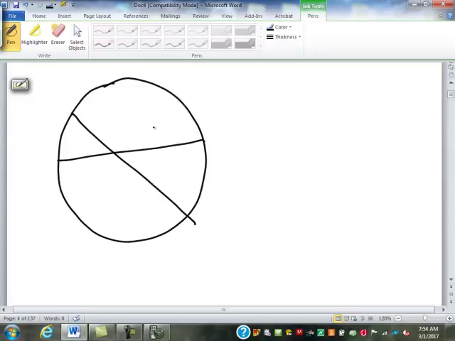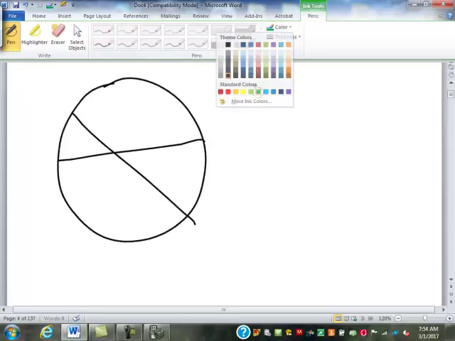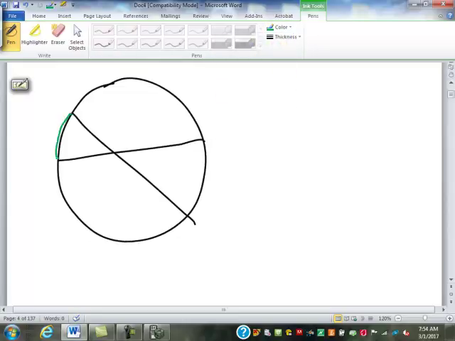So here, I am going to give you that this arc here is 38 degrees, this arc here is 64 degrees, and I want you to find this angle. What is this for? This is just arcs of a circle, the relationship between arcs of a circle and angles of intersection.